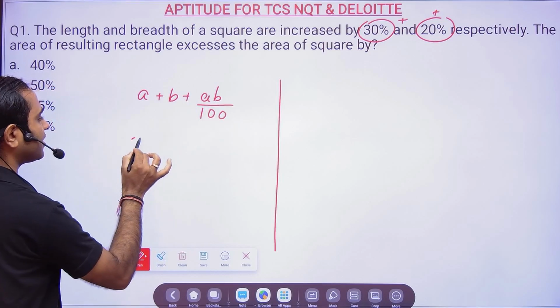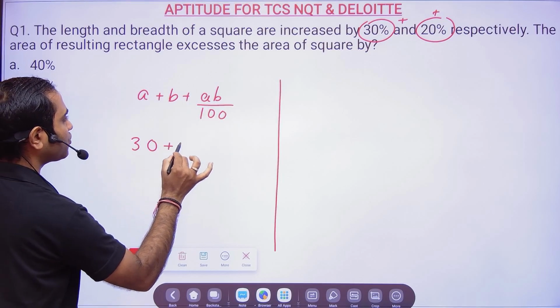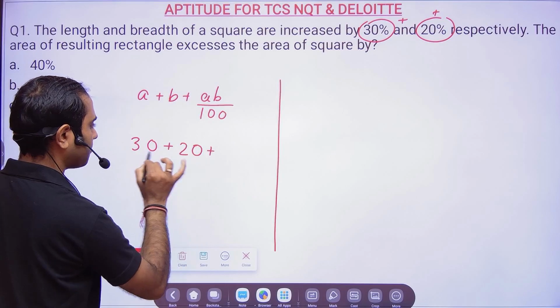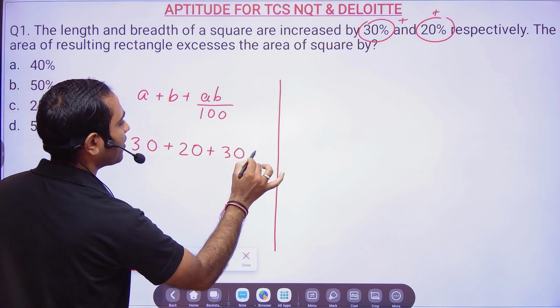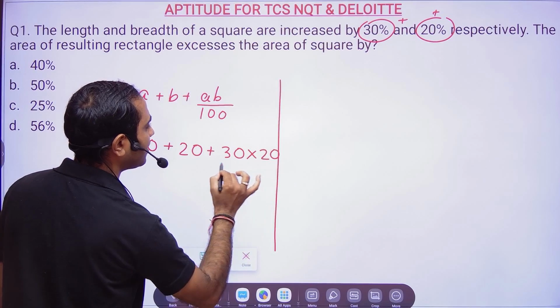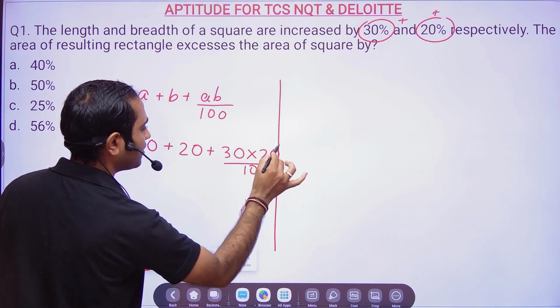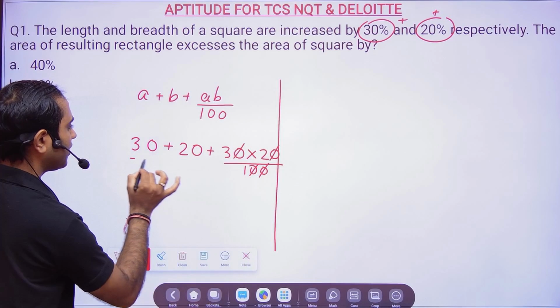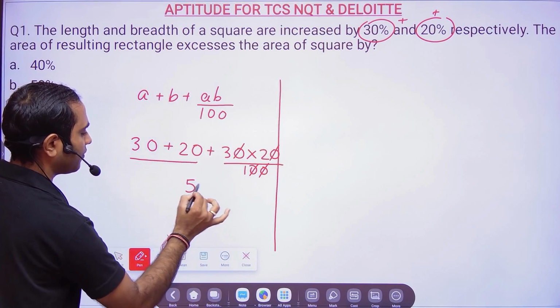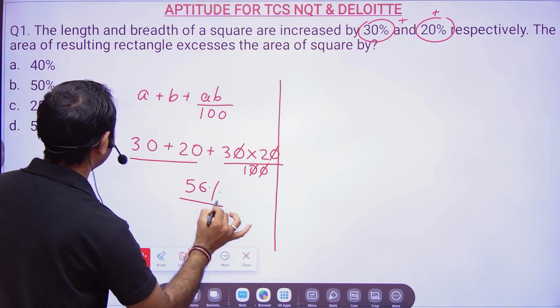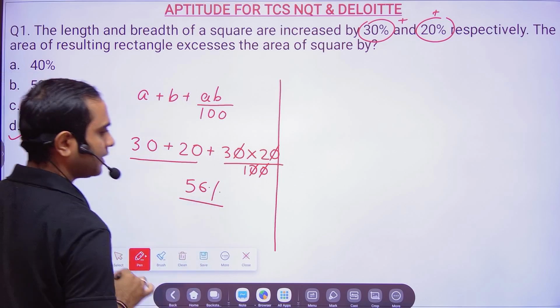The first value is 30, the second value is 20, and everything we take as plus because it is increased, and then 30 into 20 by 100. Zeros cancel, so this is 50 plus 6, 56%. You have to mark the answer option D.